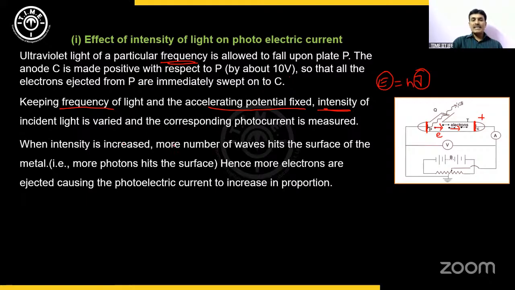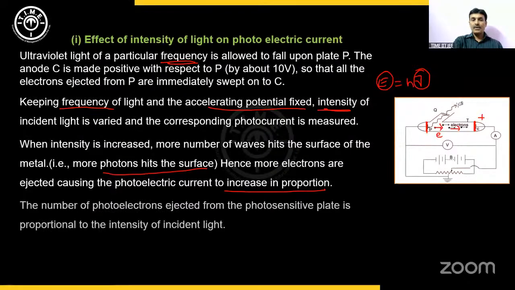When intensity is increased, more photons hit the surface, thereby releasing more electrons, and these electrons are collected by the anode. More electrons means more current established in the circuit. So the number of electrons ejected from the photosensitive plate is proportional to the intensity of radiation. It is directly proportional.